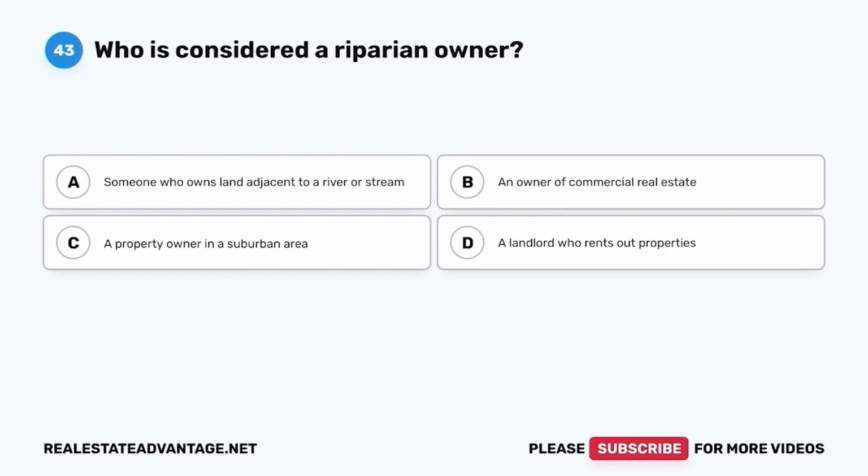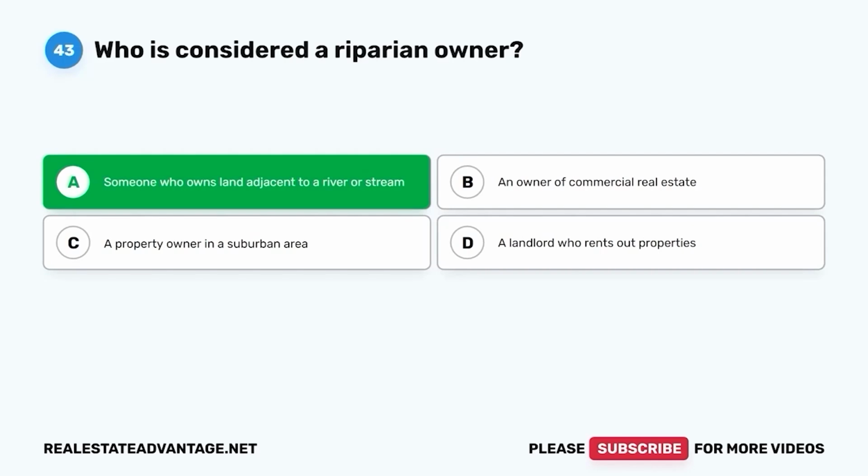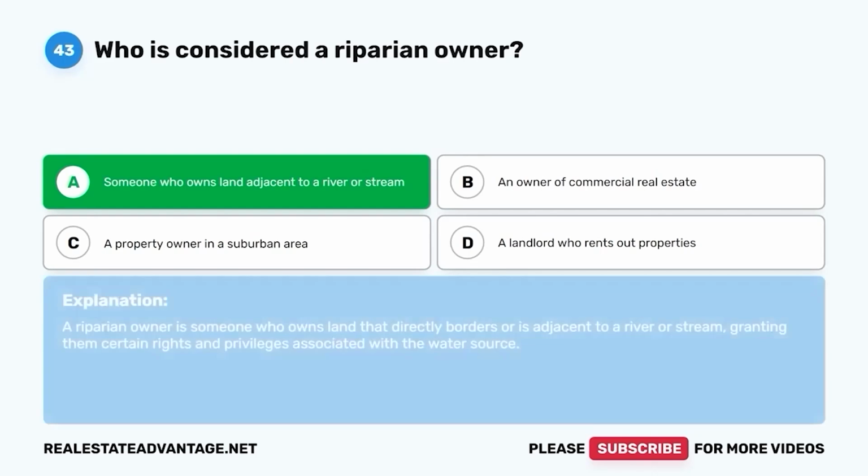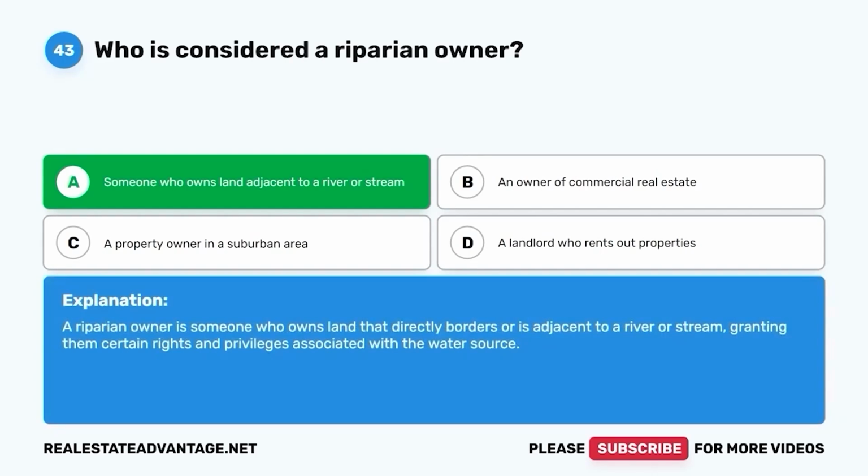Question 43. Who is considered a riparian owner? A. Someone who owns land adjacent to a river or stream. B. An owner of commercial real estate. C. A property owner in a suburban area. D. A landlord who rents out properties. The correct answer is A. Someone who owns land adjacent to a river or stream. A riparian owner is someone who owns land that directly borders or is adjacent to a river or stream, granting them certain rights and privileges associated with the water source.